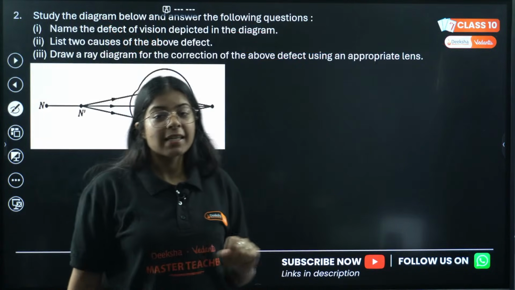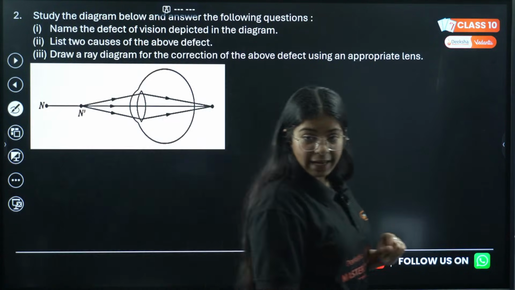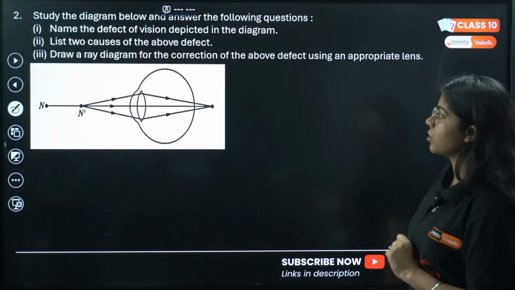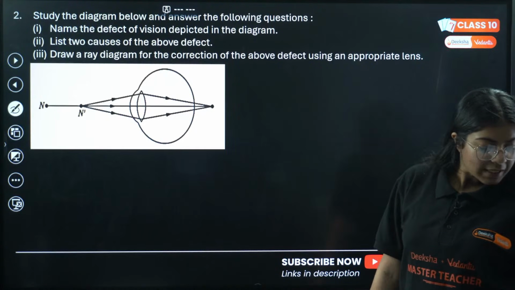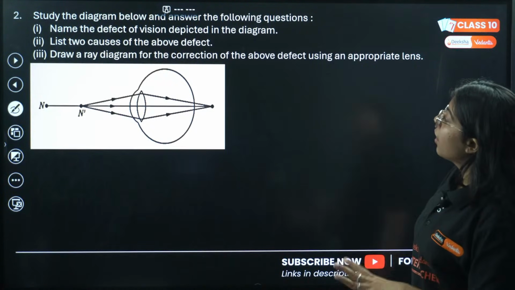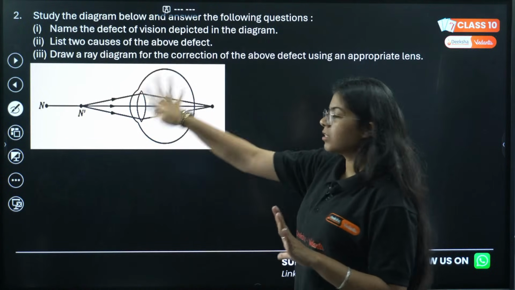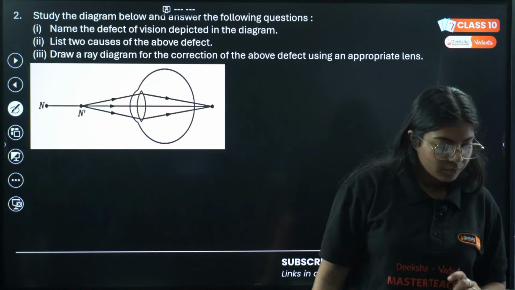Now, let's see the second question. Study the diagram below and answer the following questions. Name the defect of vision depicted in this diagram. What is the defect of vision that you can see in this particular diagram?